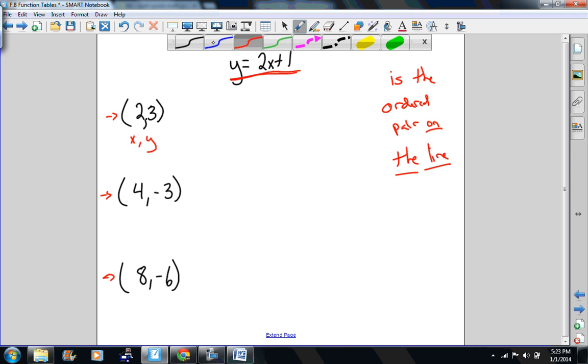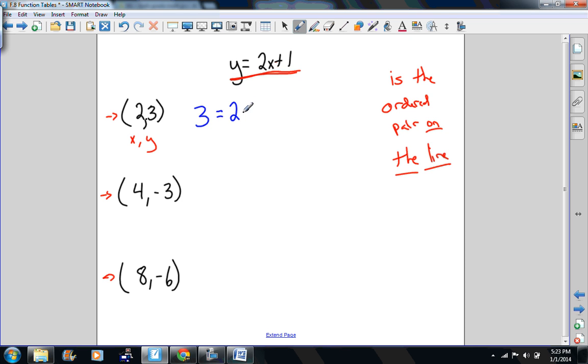So I'm going to do this in a different color. So I get 3, that's the y, equals 2 times our x, which is 2, plus 1. And we see if this is true. So 3 equals 2 times 2 is 4 plus 1. So is this a true statement? No. So the ordered pair is not on the line.